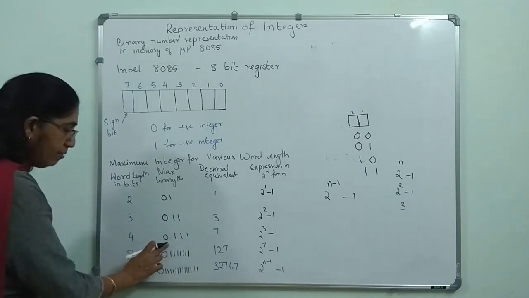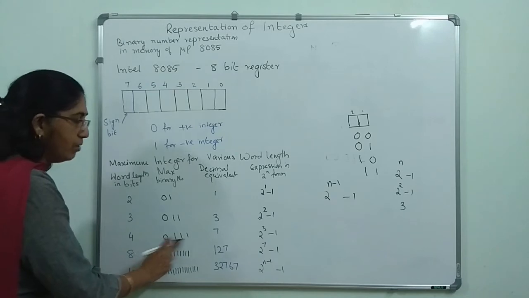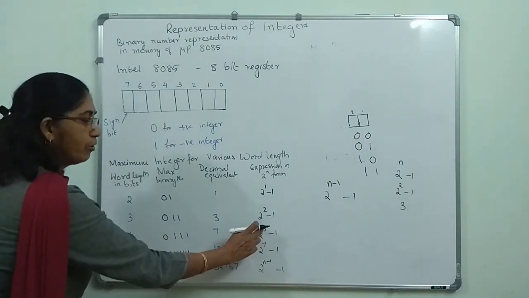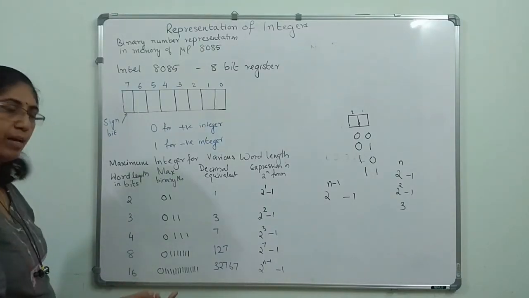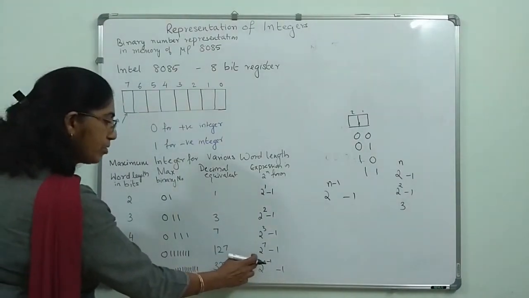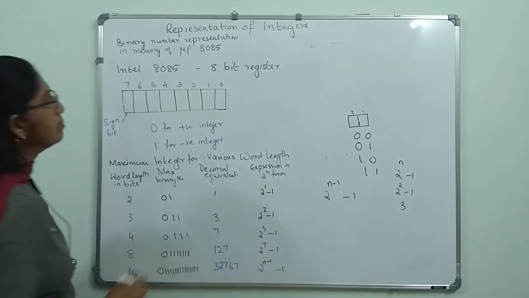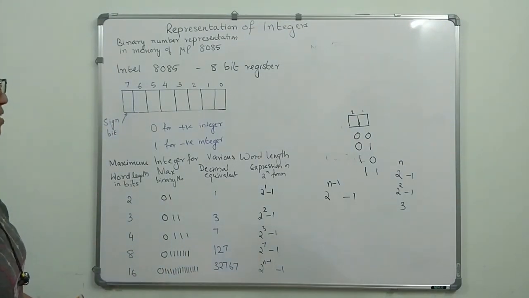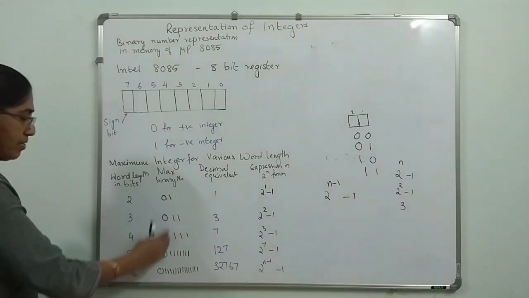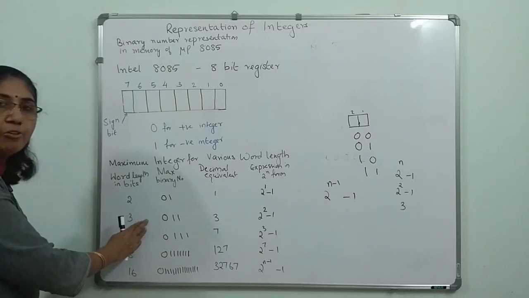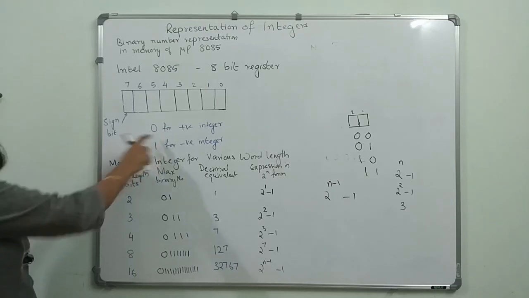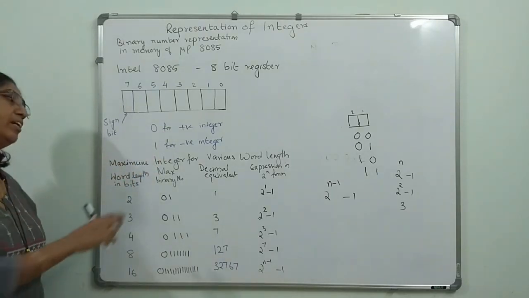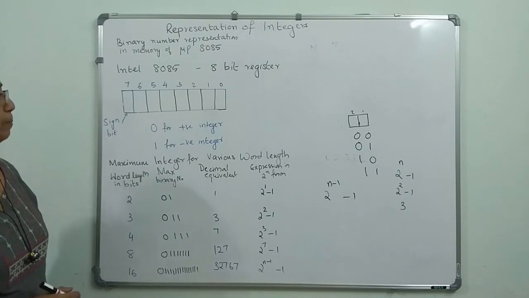4-bit means first bit again for the sign, and the rest you can give the values. So again 2 raised to 4 minus 1, minus 1. Like that you can go up to n number of bits: 2 raised to n minus 1, minus 1. So this is the maximum value you can assign to a particular word. Depending upon the word length, you keep aside the leftmost digit for the sign to indicate whether it is positive or negative. If it is a positive integer, it will be 0. If it is a negative integer, you will represent it by 1.